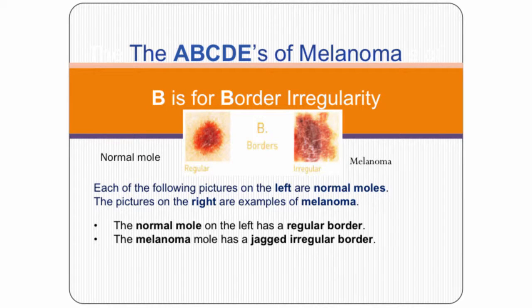B is for border irregularity. So on the left is the normal mole, and on the right the melanoma. The normal mole, basically the border, if you go around it, it's regular, whereas the melanoma mole has a jagged, irregular border. You can see that. As we go around, you can see the border is not equal or regular.